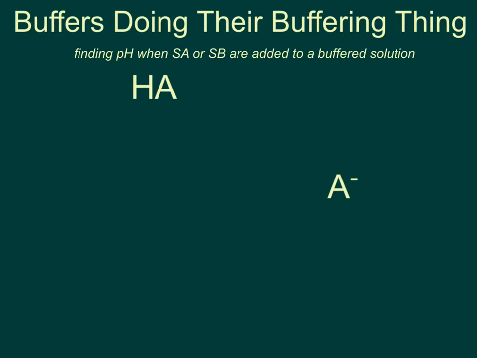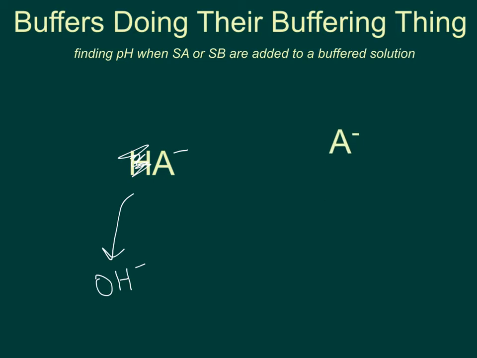Similarly, when you add a strong base, and I'll just use OH-, to a buffer solution, the strong base will steal a proton from the weak acid, and that will decrease the amount of weak acid. And if you think about it, once I get rid of the H+ from a weak acid, I will convert it into the weak base, and the amount of weak base will increase.